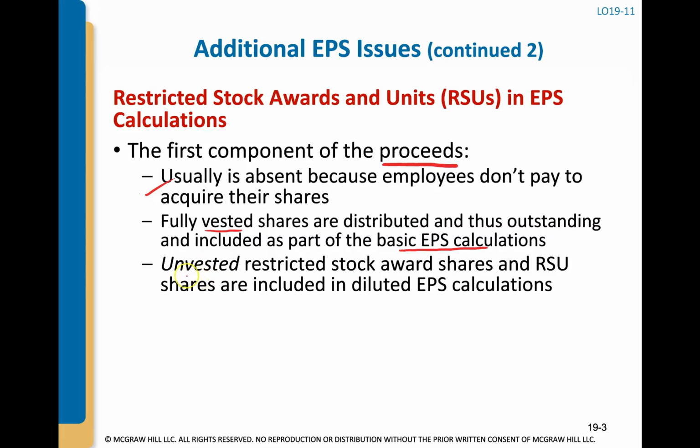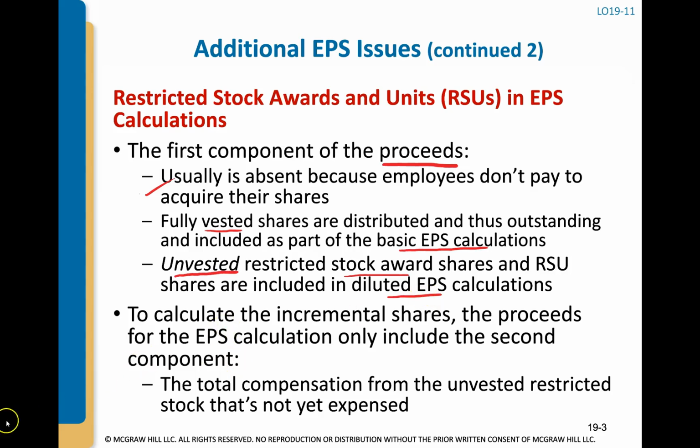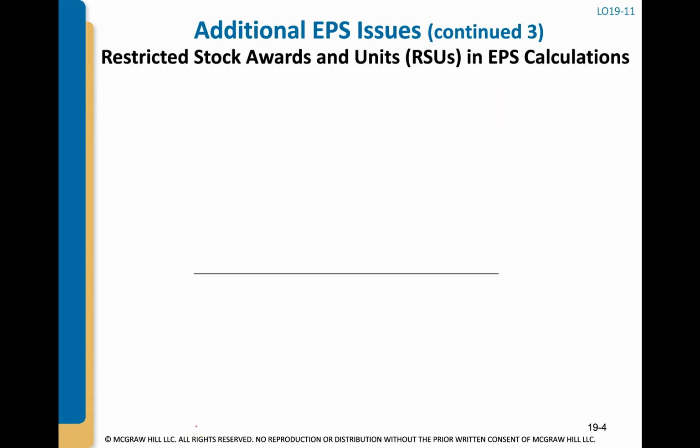So where we make assumptions is related to the unvested restricted stock award shares and RSUs that we're going to include in the diluted earnings per share calculation. Since the recipient never has to buy those shares because they just own them, and the corporation never actually gets any cash from a sale because the recipient just owns those shares outright, what we do is we're going to take the total compensation from the unvested restricted stock that's not yet expensed. And that's really the key. It's the portion that has not yet been expensed. Use that as our proceeds. We'll go through an example and I think it'll make much more sense.